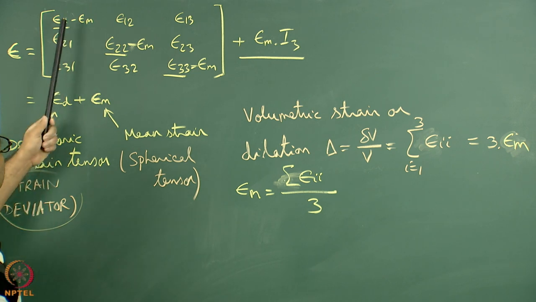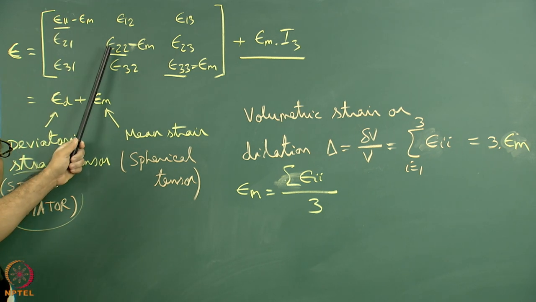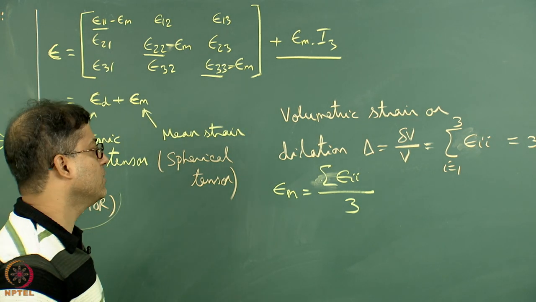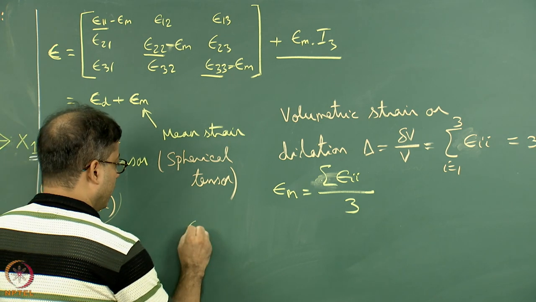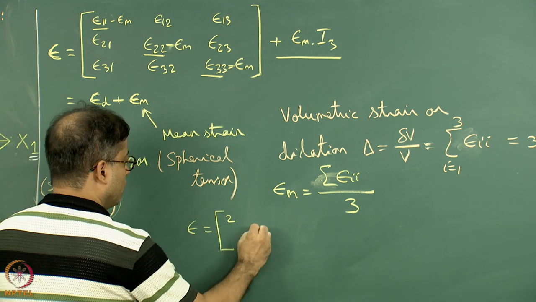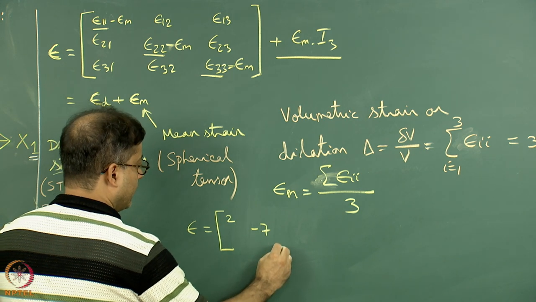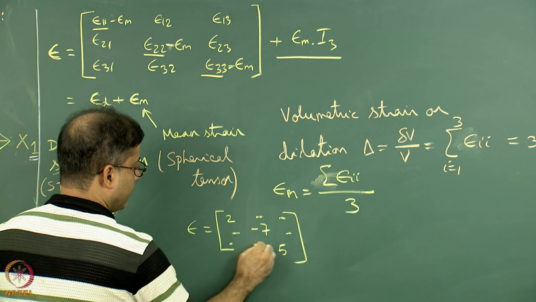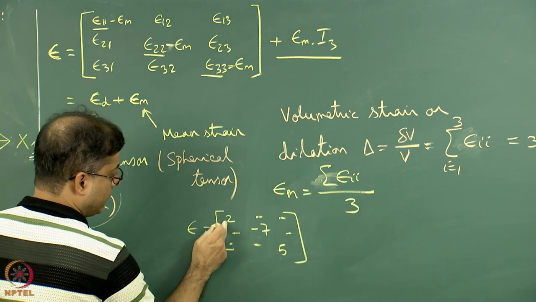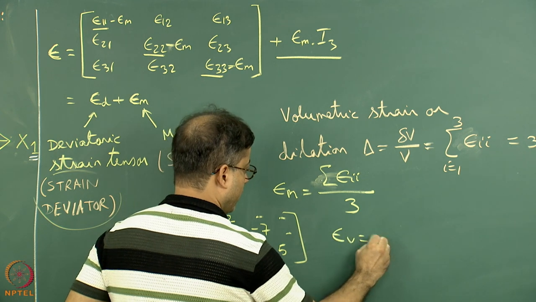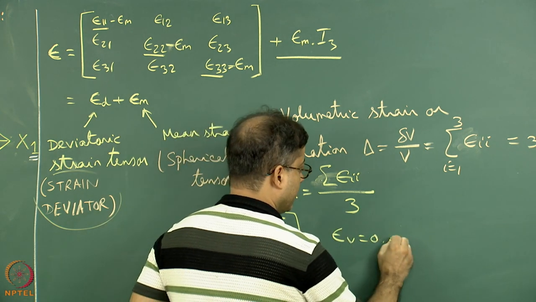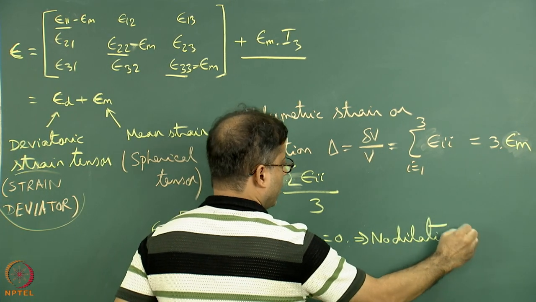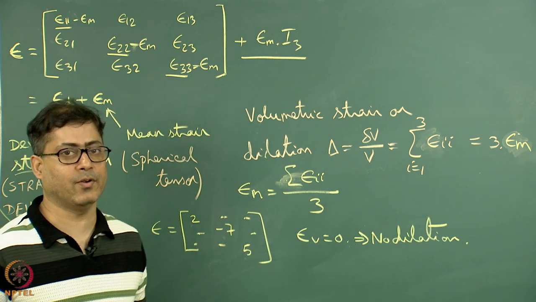So if I find that the sum of epsilon 11, epsilon 22 and epsilon 33 is equal to 0, we can say that there is no volume change of the material. For example, if I very quickly write such a matrix, 2, minus 7 and then here 5, and here are certain numbers stated. I can see that the sum of these three elements is equal to 0. So immediately we say that there is no dilation. The volume has remained the same during the course of deformation.